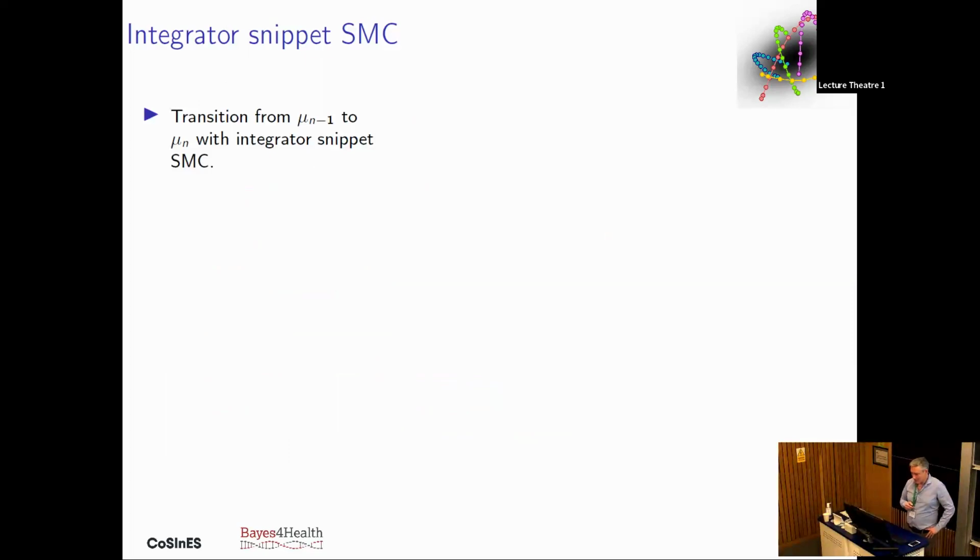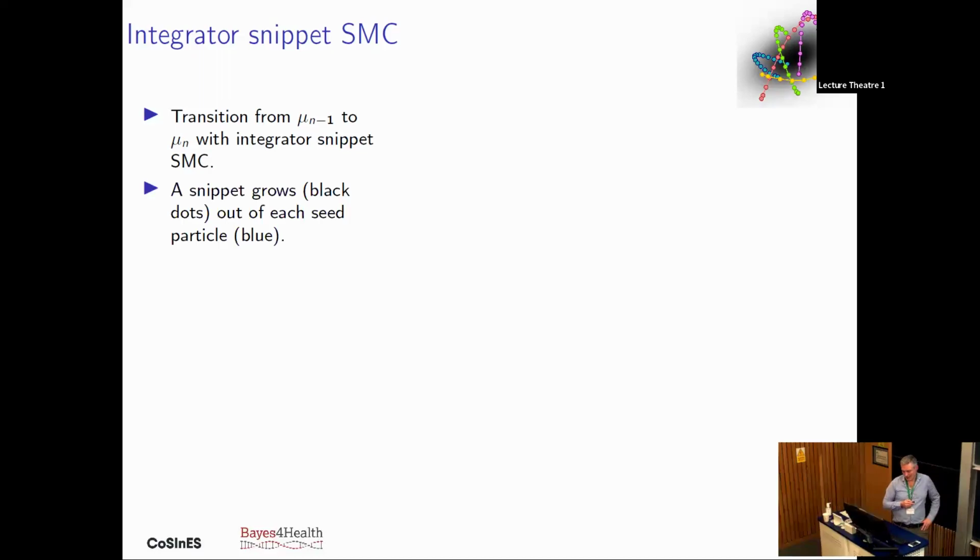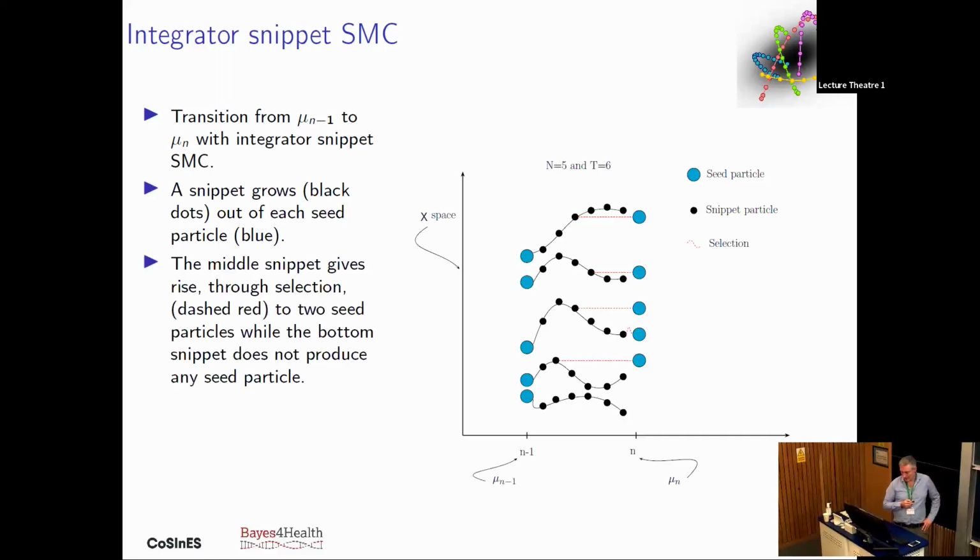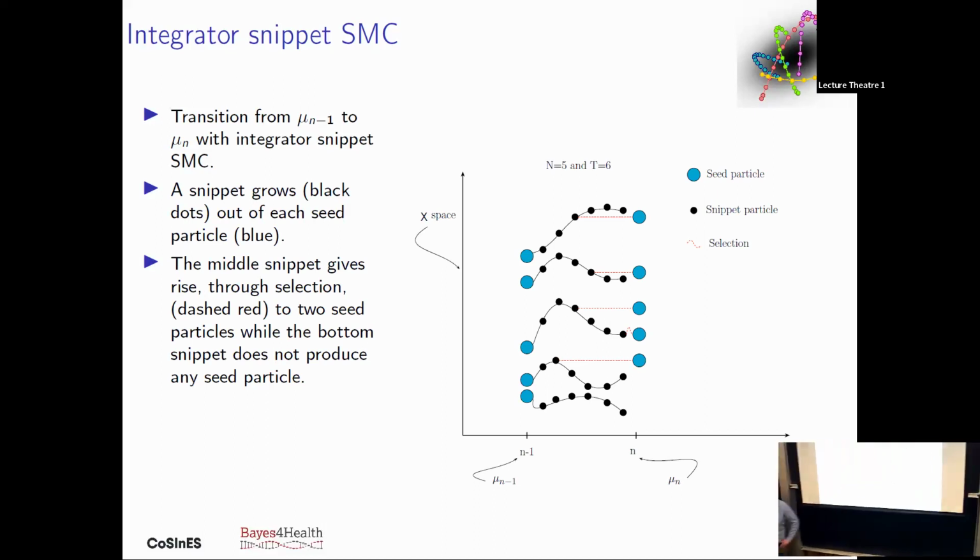Okay, so the Hamiltonian snippet SMC sampler. I think it's not very difficult to imagine what we are going to do. Here I'm going to show you an abstraction of the transition from mu(n)-1 to mu(n) in an SMC sampler. And this is what it looks like. At iteration n-1, we've got our seed particles in blue. And from each of these seed particles, we are growing a snippet, which corresponds to our integrator of some ODE.